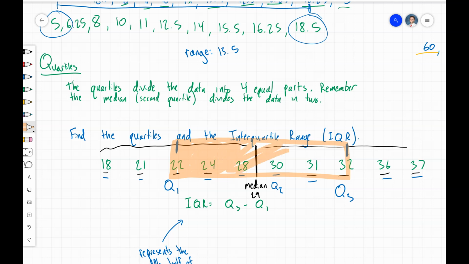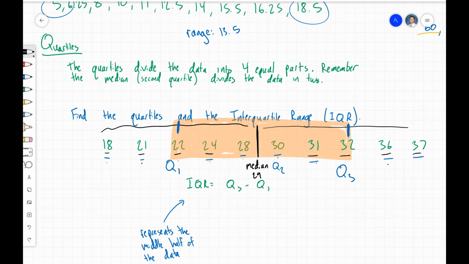We have a total of 1, 2, 3, 4, 5, 6, 7, 8, 9, 10 data points. Now our interquartile range, our IQR, shows us that middle half of our data. So it shows us this middle 6 points. And the range between those two is simply Q3 minus Q1. So 32 minus 22. We get an IQR, an interquartile range, of 10.